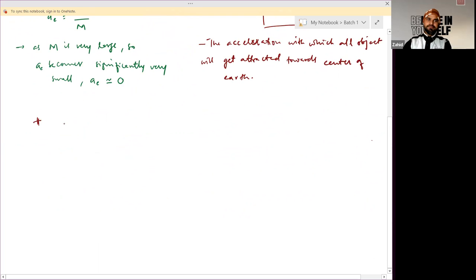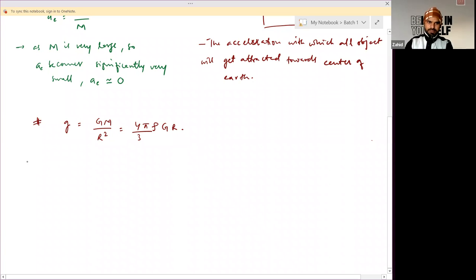So we can write gravity equals G times M by r square. You may convert this mass in terms of density. So mass equals density into volume. As Earth is a spherical body, its volume will be 4 by 3 pi r cube. So g equals 4 by 3 pi rho G r. So we may write gravity in terms of mass or in terms of density as well.